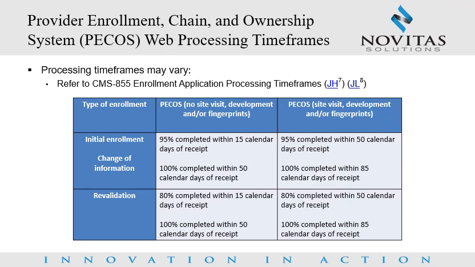For PECOS revalidation applications that do require a site visit, development, and/or fingerprints, 80% are completed within 50 calendar days of receipt, and 100% are completed within 85 calendar days of receipt. Please review the CMS 855 Enrollment Application Processing Timeframes article for more information.